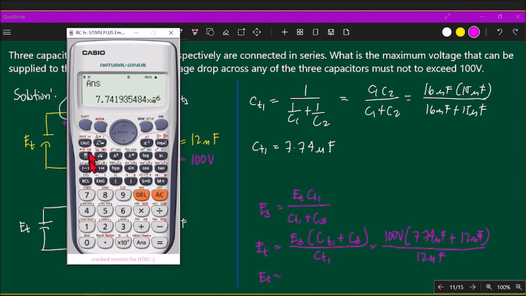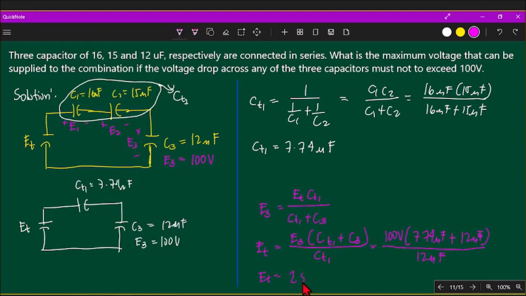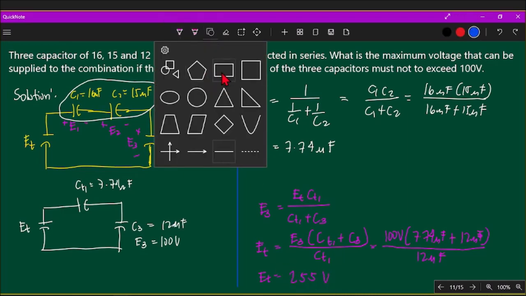So recall A, so we have 100, then calling back our A, which is this value, plus 12 times 10 to the power of negative 6 over recall A. So our answer now will be equal to 255 volts. So our answer, our voltage source will be 255 volts. This is now our answer.